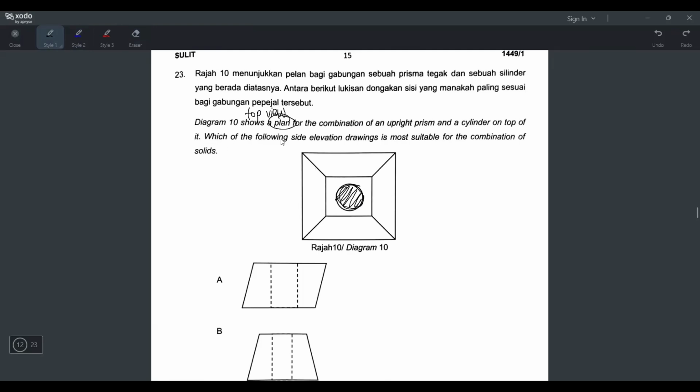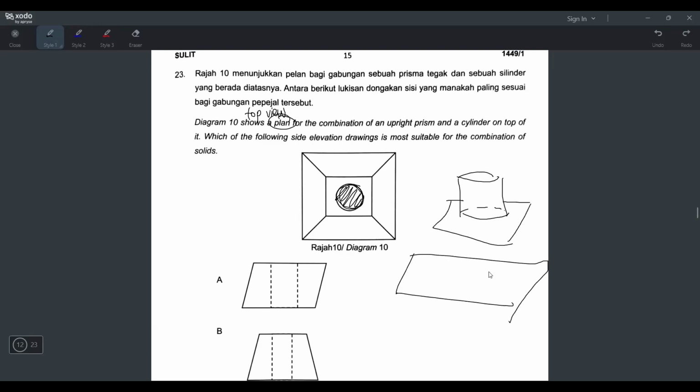Okay, tapi, let's see what else. Which of the following side elevation drawing is most suitable for the combination of solids? So I think this one is, let me think. So I think it has to be like this lah, a cylinder on top, right? But then there's another prism down here, right? But the prism shape is like not the same size. Like the base is like panjang sikit. Maybe something like this. Yeah, maybe something like this. Okay. Tapi permukaan sini lebih kecil compared to this, right?